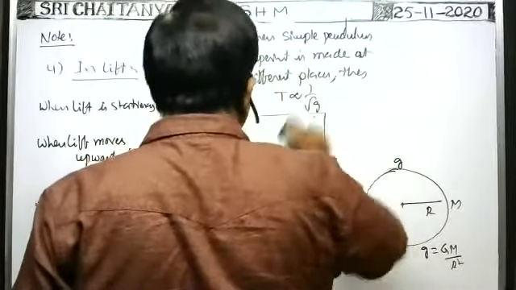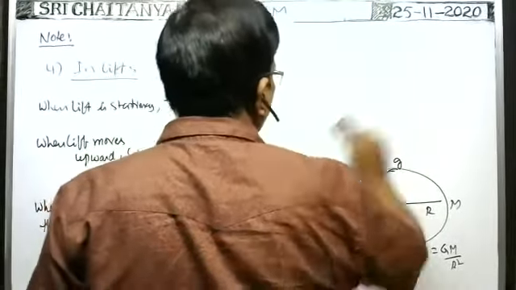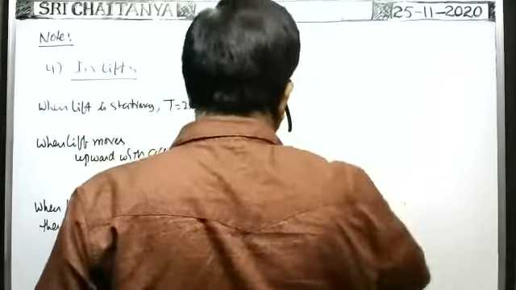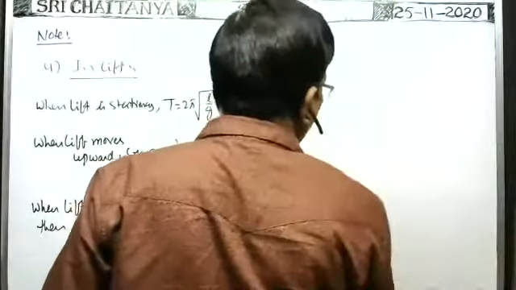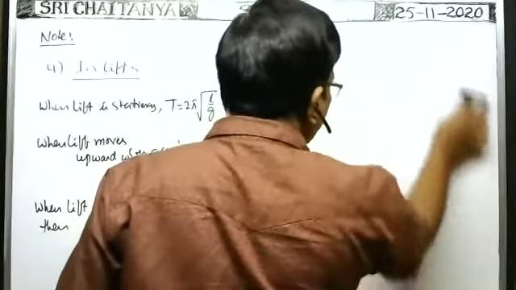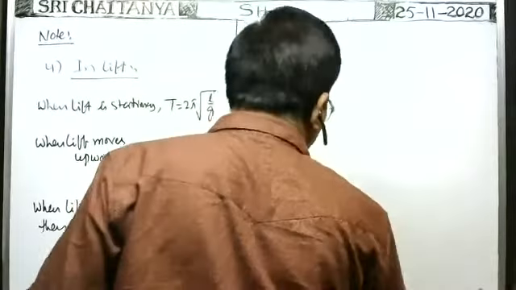Suppose while the lift is coming down, unfortunately the rope of the lift is broken. Then the lift acts as a freely falling body, no? Unfortunately, while the lift is coming down, if the rope of the lift is broken, then the lift behaves like a freely falling body.